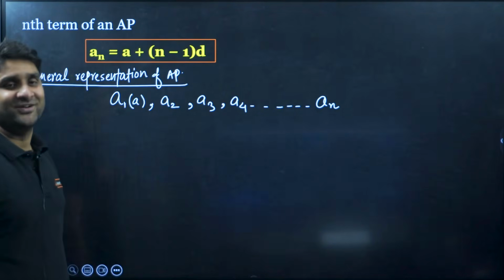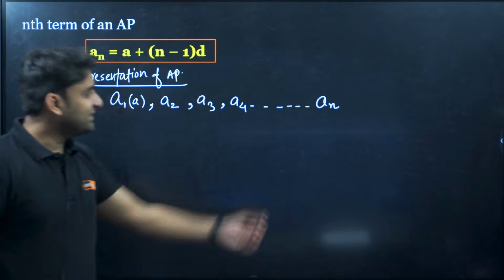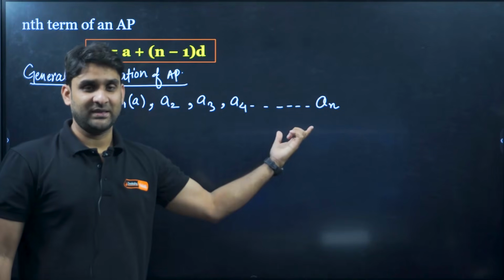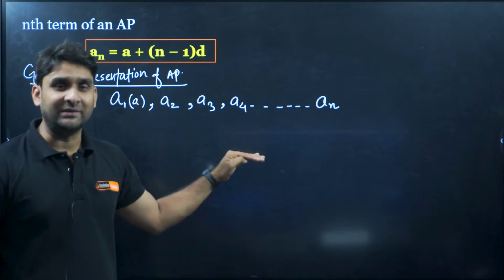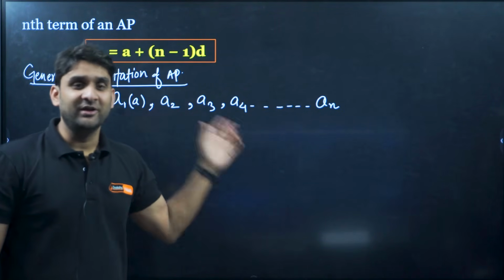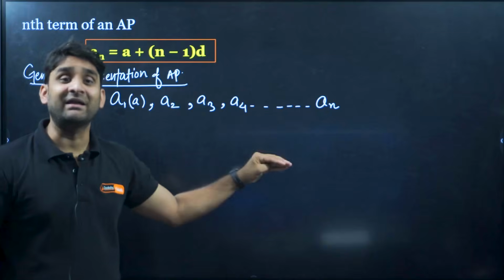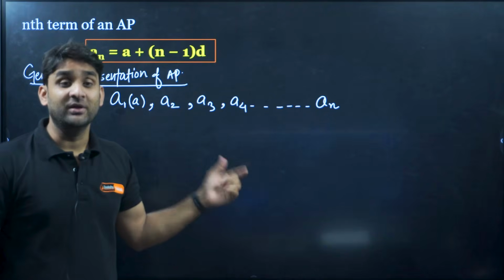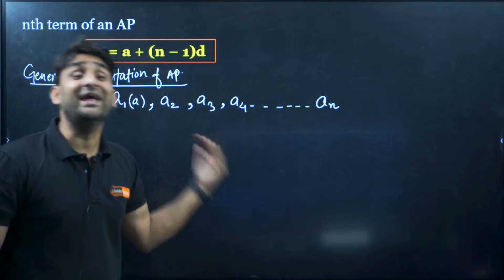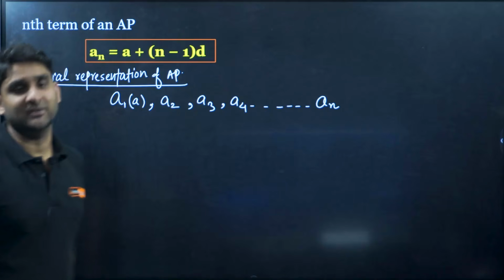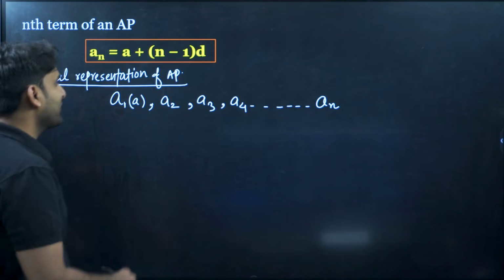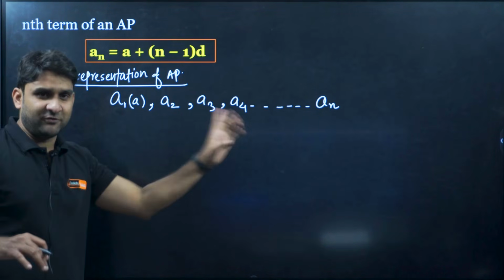We don't know what will be the last term, so we can say nth term. If the total number of terms is 10, the last will be the 10th term. If the total number of terms is 100, the last will be the 100th term. If the total number of terms is n, the last term will be the nth term. Now my dear, this is the general format of an AP.